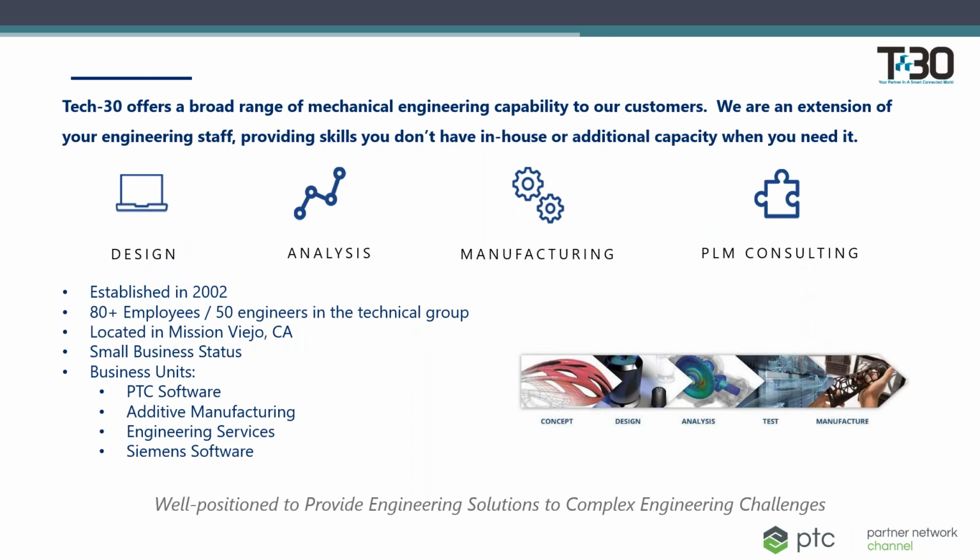The company was established in 2002, and we currently have over 80 employees with more than 50 engineers. Our headquarters is in Mission Viejo, California, but we're distributed around the United States, meeting the needs of our customers. I'm located in the Boston, Massachusetts area, and Tech30 has small business status and 4 business units. The business units are, first of all, the PTC software. We also represent a number of 3D printing and additive manufacturing companies. We do engineering services, and we also have a Siemens software arm.